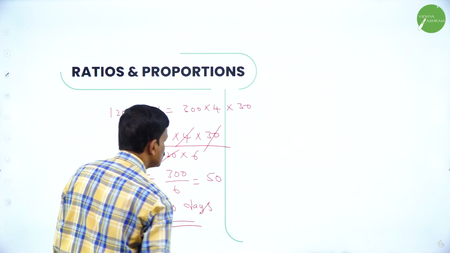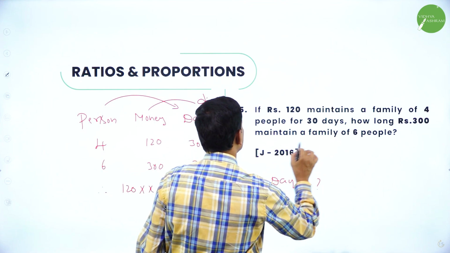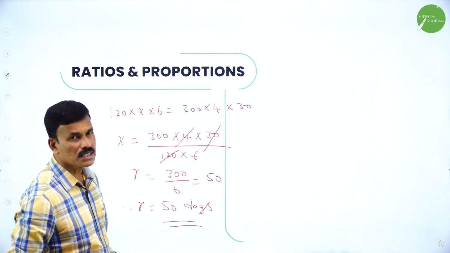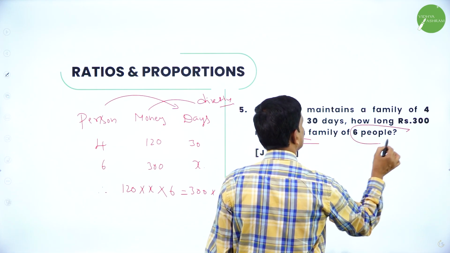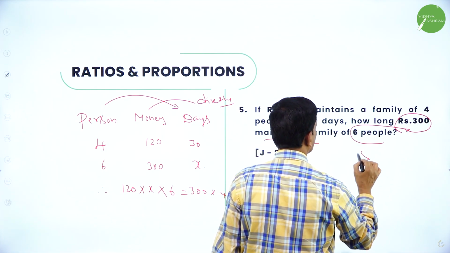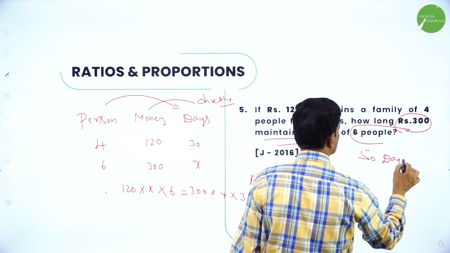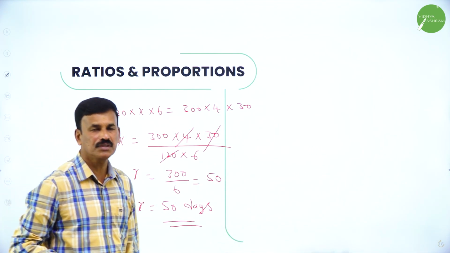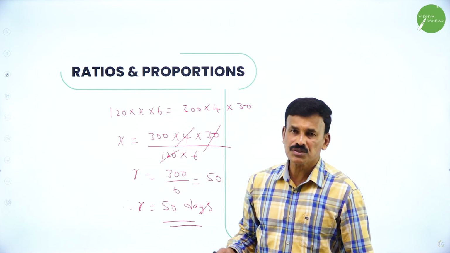So that means they will maintain rupees 300 for 50 days. How many days can 6 people maintain rupees 300? 50 days. So therefore x is equal to 50 days. That's it. This is how we are going to solve this problem.